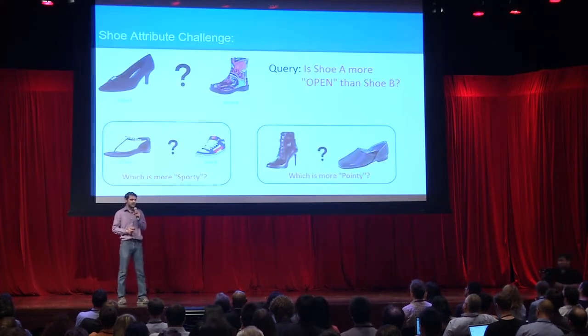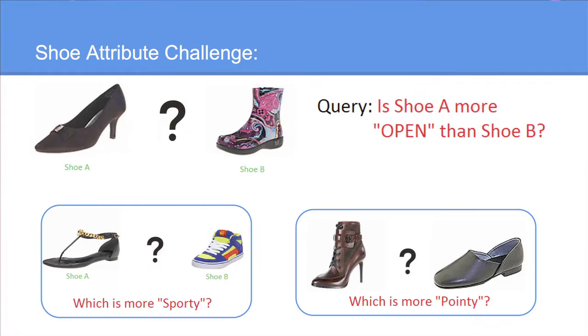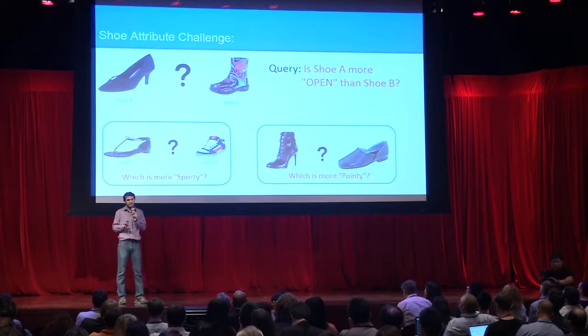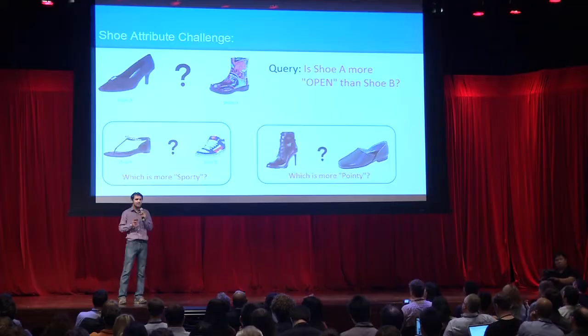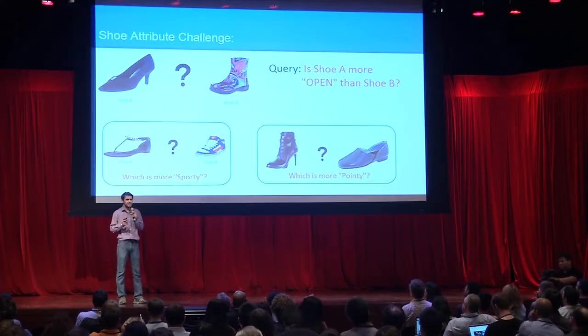In the Shoe Attribute Challenge, given an image which contains two pairs of shoes, shoes A and shoes B, you're asked to find which of the shoes has more of the given attribute. Attributes are mid-level representations of an image, semantic cues which give you a brief description of an object. In our case, we're dealing with 4 attributes. First is open, second, pointy, third, comfortable, and fourth, sporty.